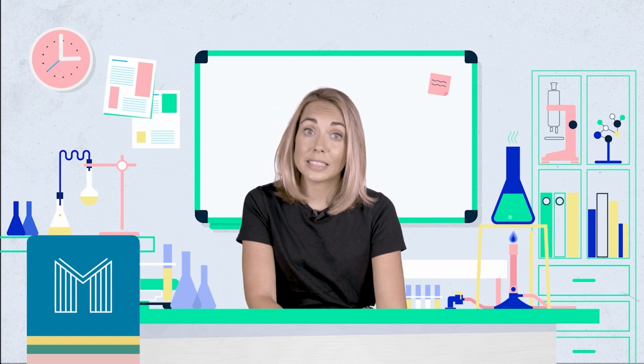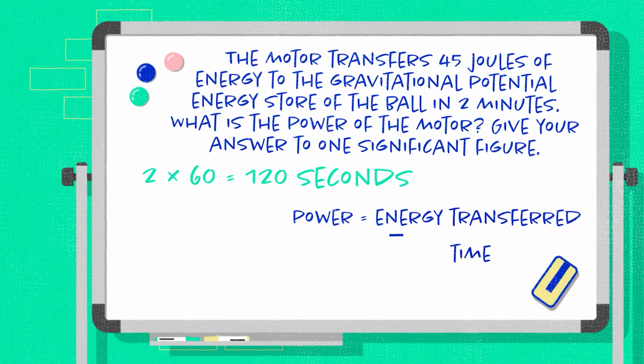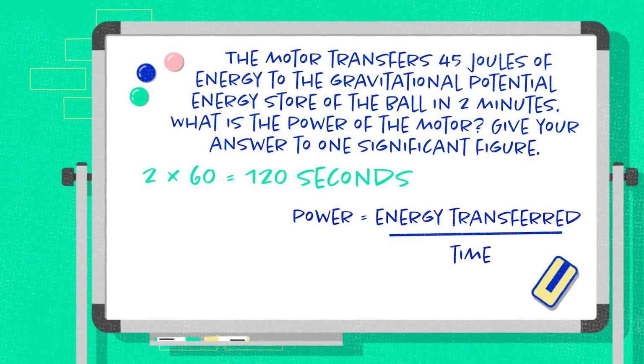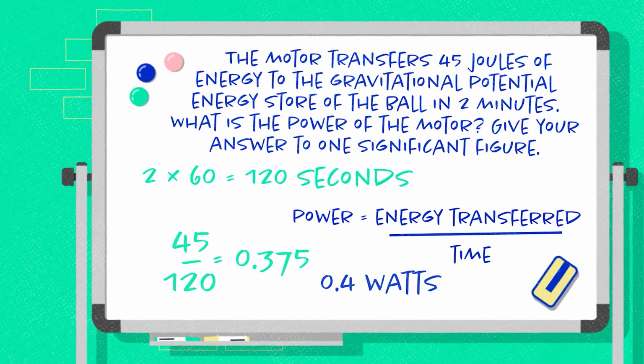First, we need to convert 2 minutes into seconds by timesing by 60. So 2 times 60, which equals 120 seconds. Now we can substitute the values into the equation power equals energy transferred over time, which would look like this. 45 divided by 120, which equals 0.375. You need to give your answer to one significant figure, which means it would be 0.4 watts.